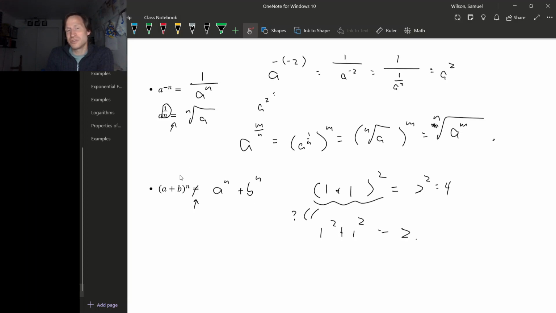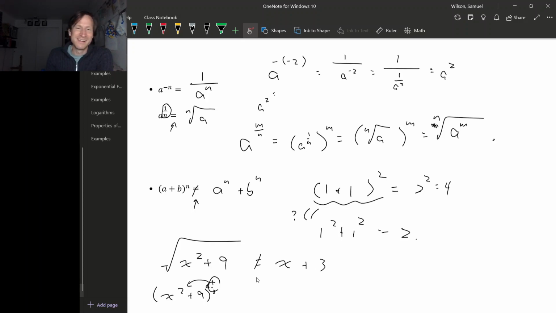Probably the most common situation where I see people make this mistake is this situation. If you have, say, the square root of x squared plus 9. Now, a square root is really a fractional exponent, right? And we just said that you cannot put this exponent on each piece. So the common mistake is people see these perfect squares inside, they see the square root, and they think, oh, I can just take the square root of each piece separately. So this should be x plus 3. But that's not true.